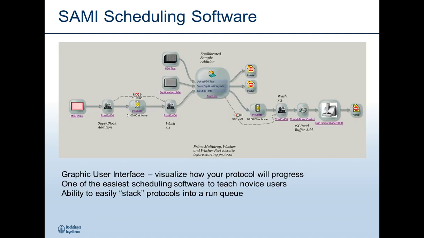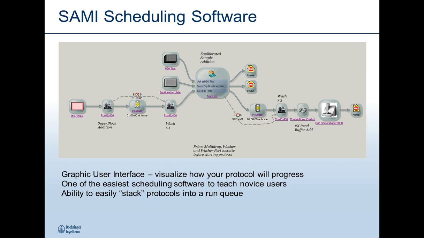And as I've alluded to a few times, SAMI is the scheduling software that Beckman Coulter uses for their integrations. Scheduling software is probably best described as an overlay for all of the components within an integrated platform. It's a controller software. It is the console that you will use to build your methods and control all of the individual components within your platform.